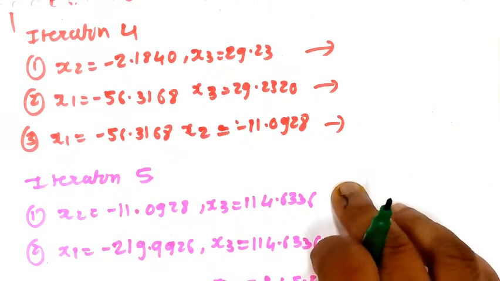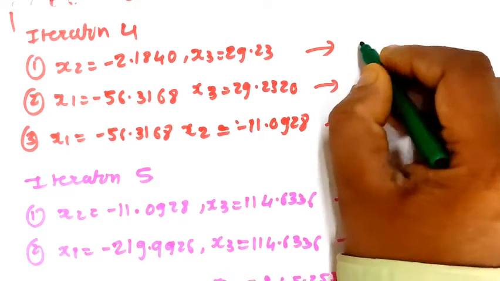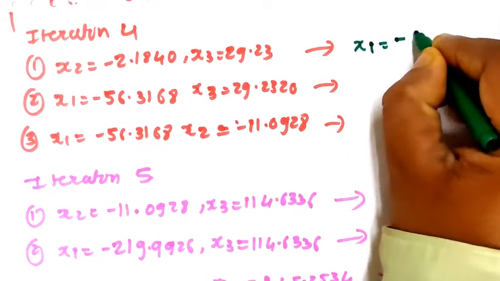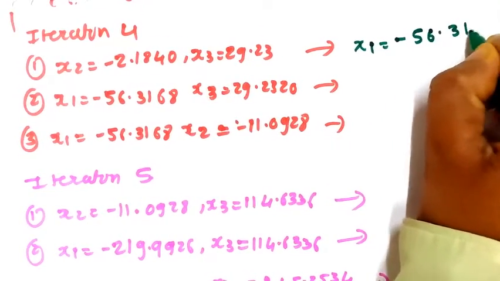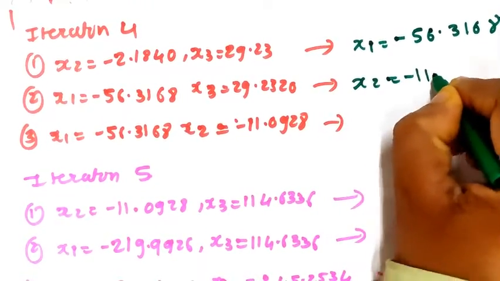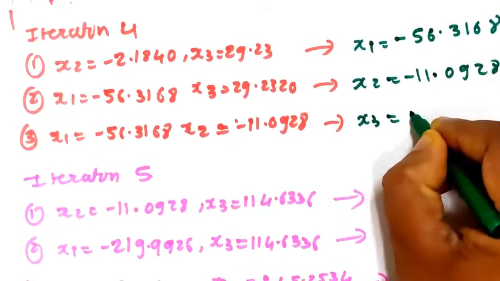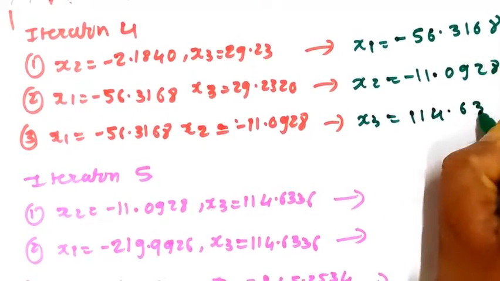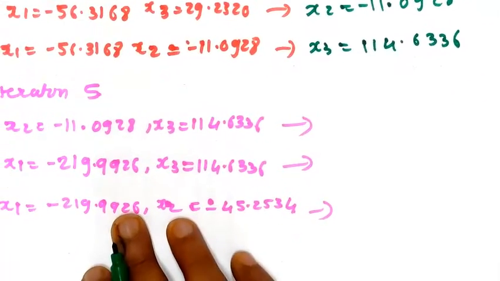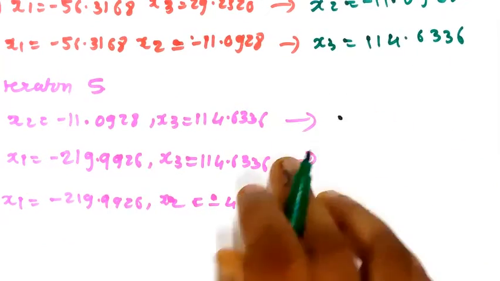I will just tell you what you are getting. Here you will get x1 equal to minus 56.3168, x2 equal to minus 11.0928, and x3 equal to 114.6336.